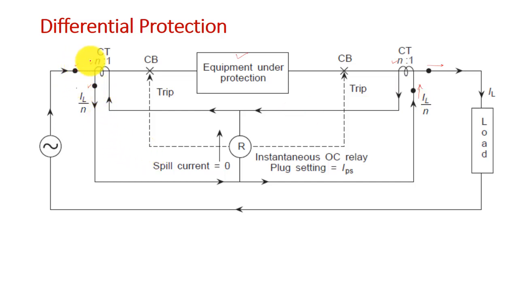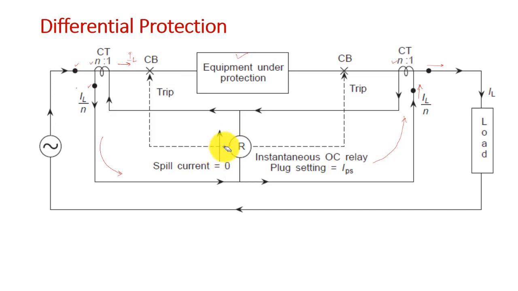Now, I can see that if the current flowing here is the load current IL in the primary side, this is your IL. At the secondary side the current will be IL by N, because the CT ratio is N. So IL by N will flow in this direction and it will again enter here at the dotted end of the CT, and that is the same current IL by N. Therefore, the current flowing through this relay, we call this current the spill current.